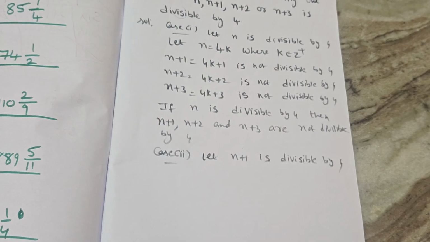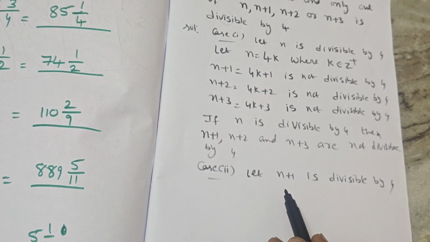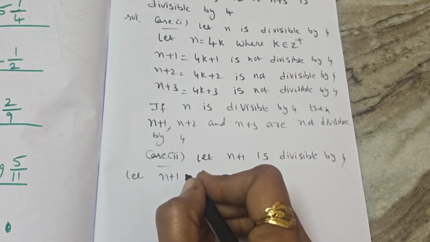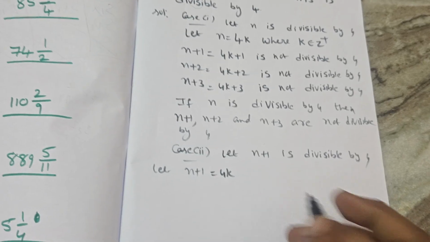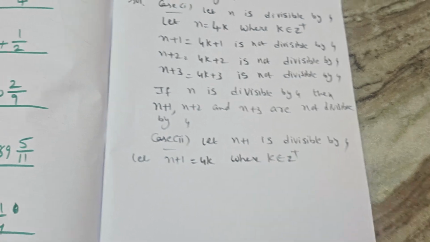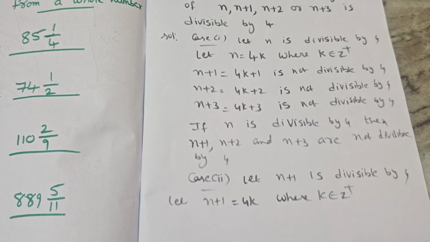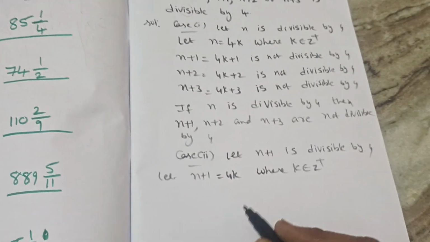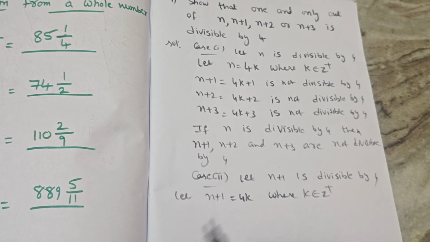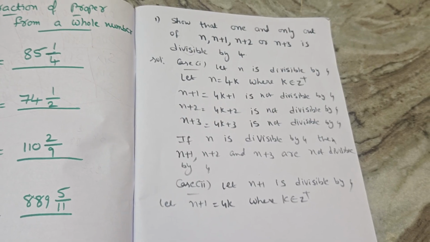Then only it is divisible by 4. Now what is divisible by 4? That is 4k. Here, n plus 1 is divisible by 4, so let n plus 1 equal 4k, where k belongs to z plus. Now what we have to show: we are taking n plus 1 as divisible by 4, then the remaining 3 are not divisible by 4. What are the remaining 3? n, n plus 2 and n plus 3.